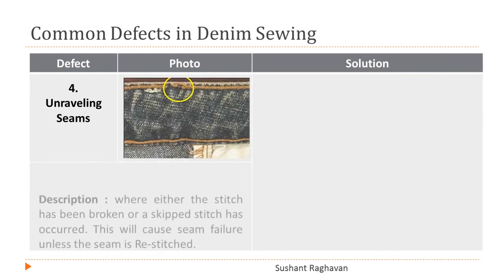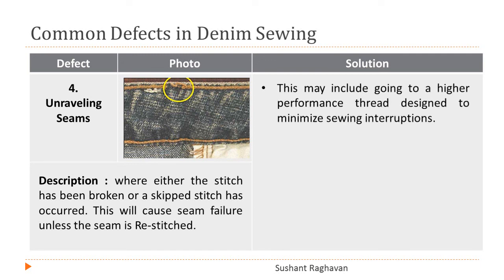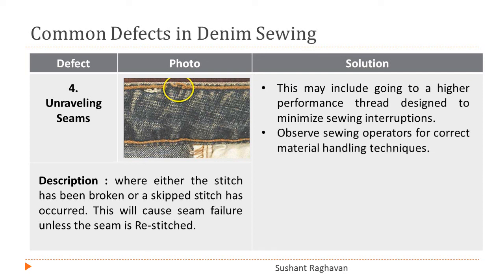Unravelling seams. Description: where either the stitch has been broken or a skip stitch has occurred. This will cause seam failure unless the seam is restitched. Solution may include going to a higher performance thread designed to minimize sewing interruptions. Observe sewing operators for correct material handling techniques.